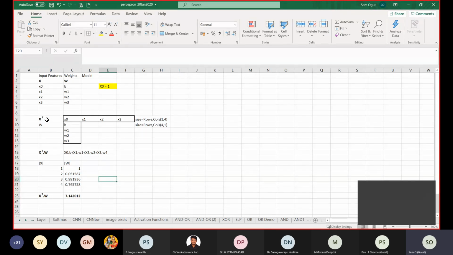When you do the transpose to the first vector, the size changes to 1 by 4, and the second is already 4 by 1. So the number of columns in the first vector and the number of rows in the second vector are the same. The output will be a 1 by 1 matrix, which means it is a scalar. So 1 into 1 plus 2 into 0.5, 3 into 0.99, and 4 into 7. As a result, the product of the matrix operation between X transpose and the weights is always a scalar. This is how you get this value.